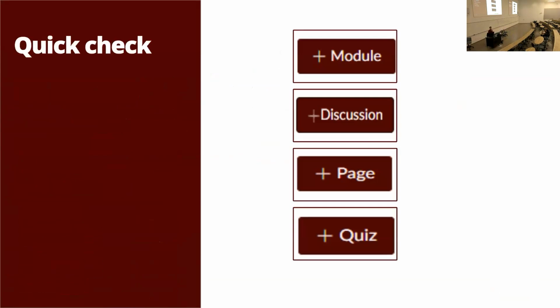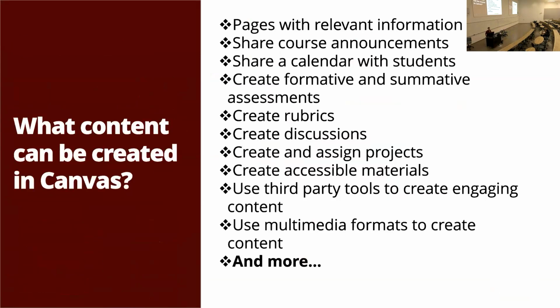You can create a calendar that matches your syllabus, which students can access at any point in time. You can create your formative assessments, summative assessments, rubrics, discussions, and projects. You can create accessible materials for students. You can use third-party tools at the enterprise level that have been paid for by A&M. You can use multimedia formats. There are a lot of different options that can help you make your course interactive and more accessible at the same time.